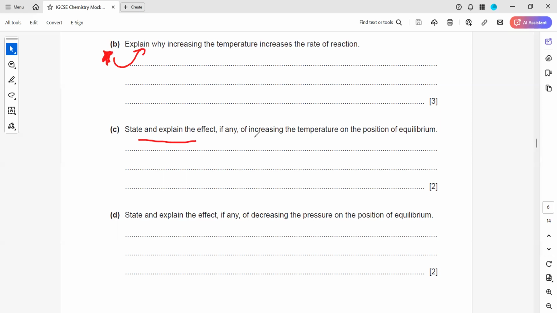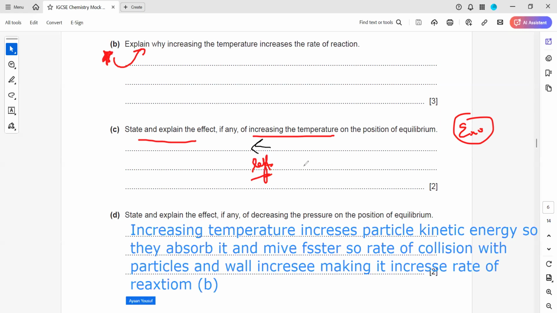State and explain the effect, if any, of increasing the temperature. The reaction was exothermic, as I mentioned already. And if I increase the temperature, where will the equilibrium shift, right or left? It should shift towards the left hand side, because the forward reaction is exothermic.